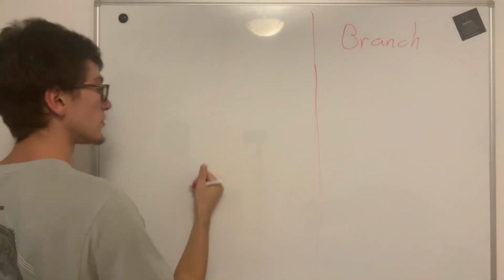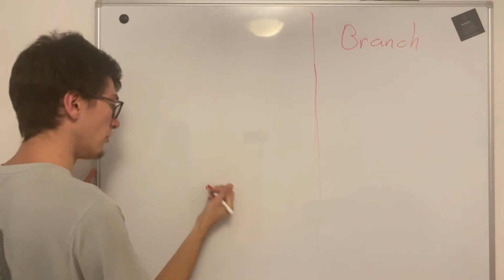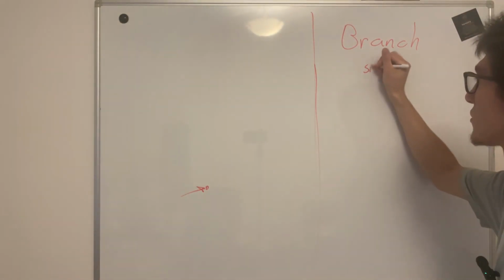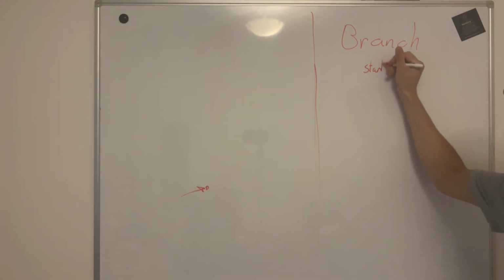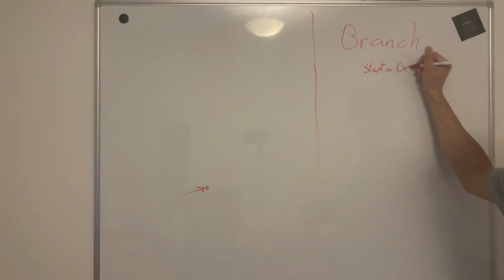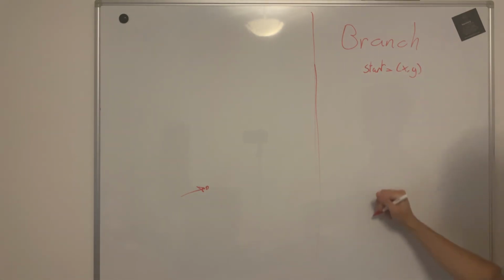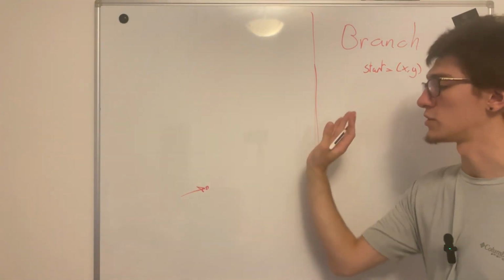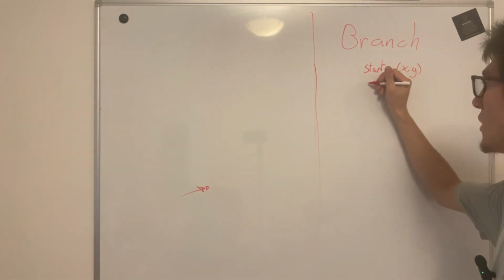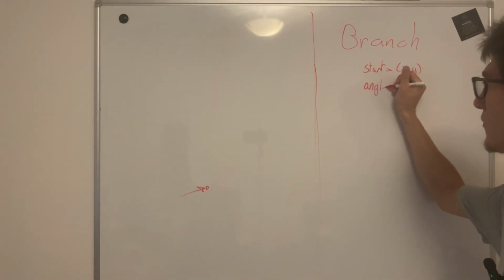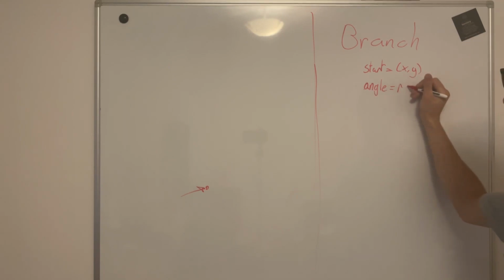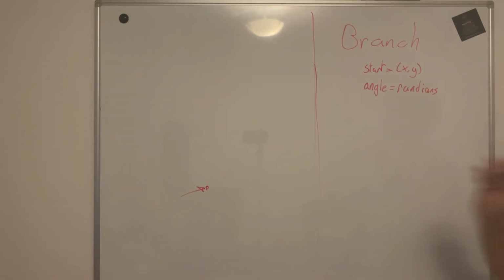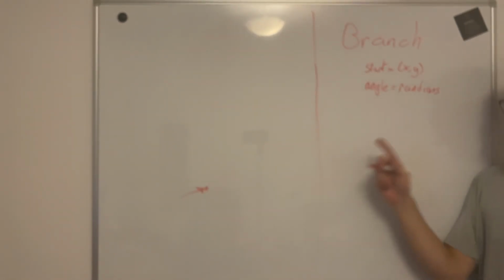Okay, let's do a branch over here. A branch should start at a given point, at some given vertices. So it should have a start, which will be a vector containing x and y. It should also have an angle, so it should know in which direction the branch is going. And this will be in radians.